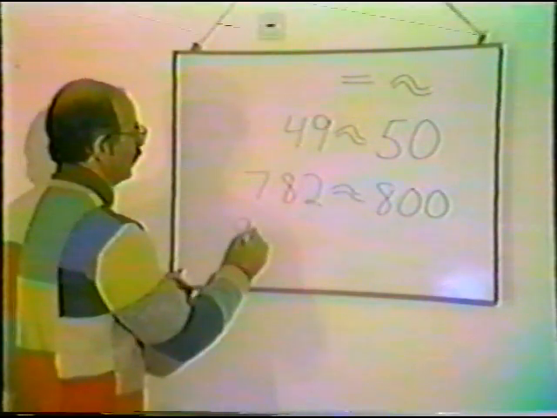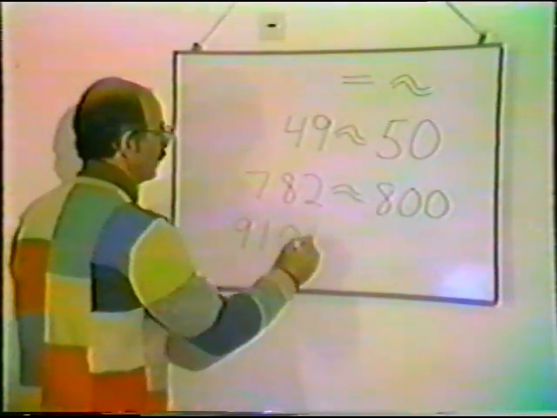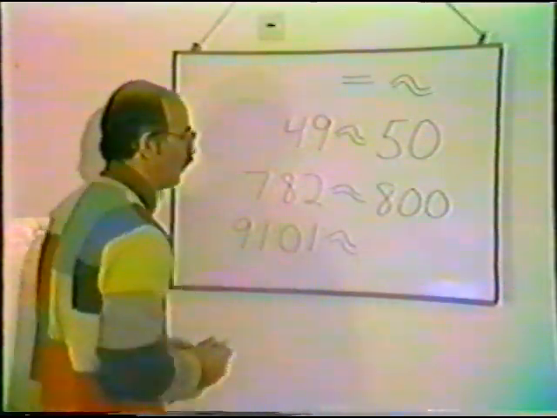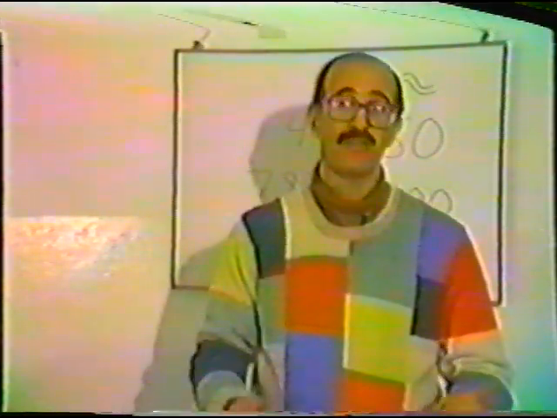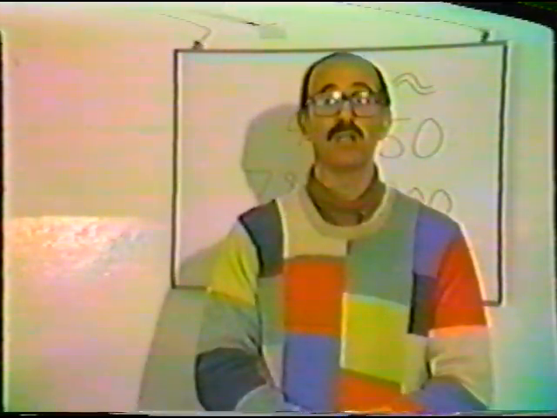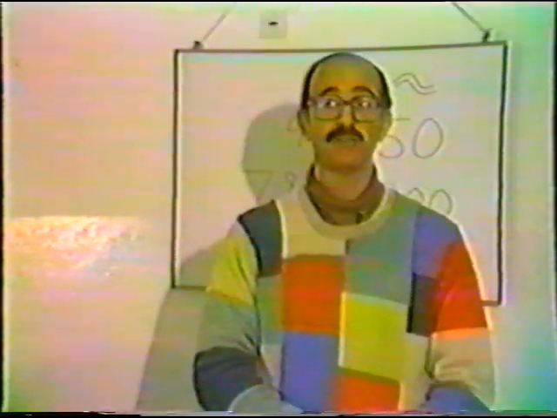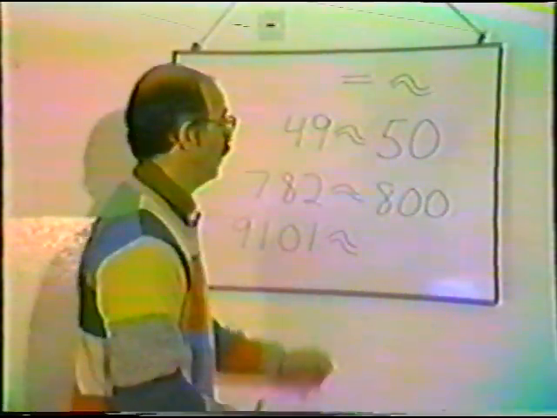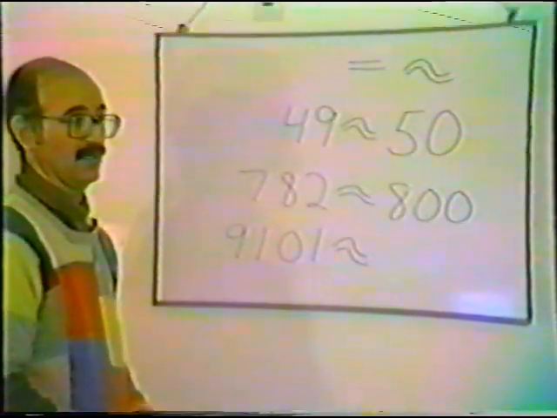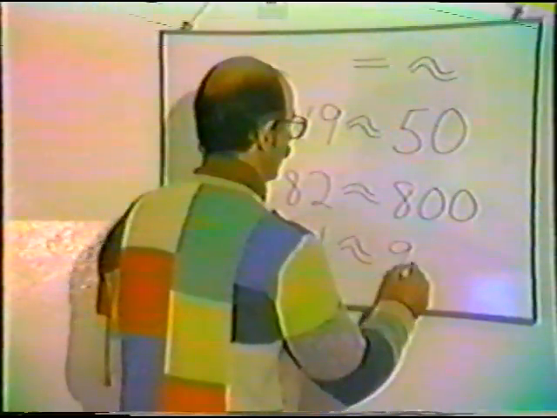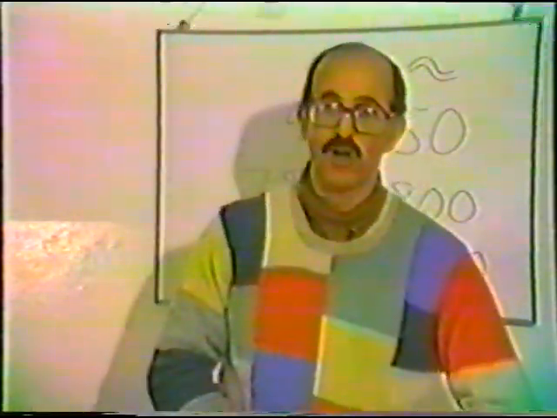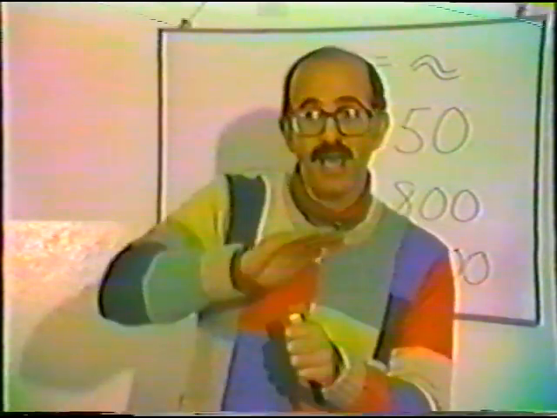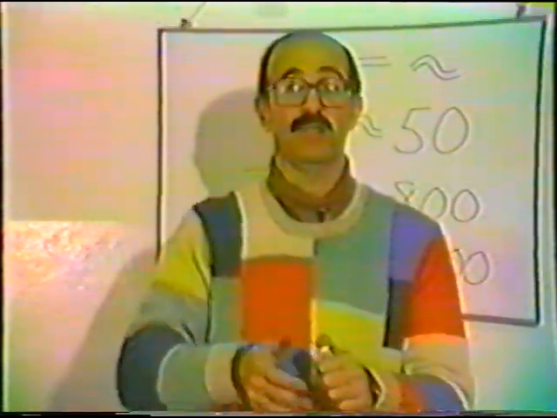And here's one more. 9,101. Well, suppose we're just interested in what thousand that is nearest to. That's rounding it off to the nearest thousand. And what would this number be, rounded off to the nearest thousand? 9,000. We've taken off the sharp edge of the exactness and rounded it off a little bit. And that's why it's called rounding off.